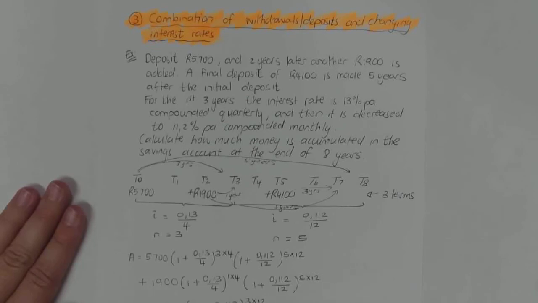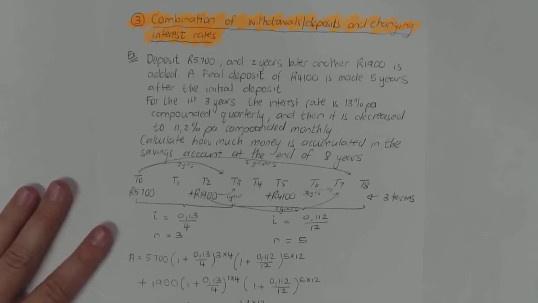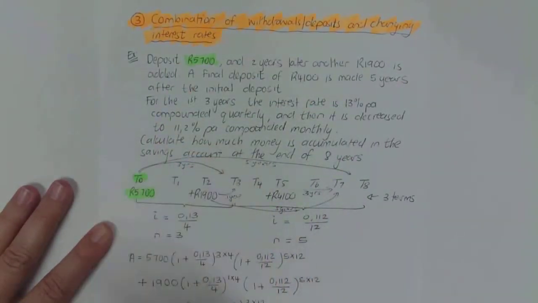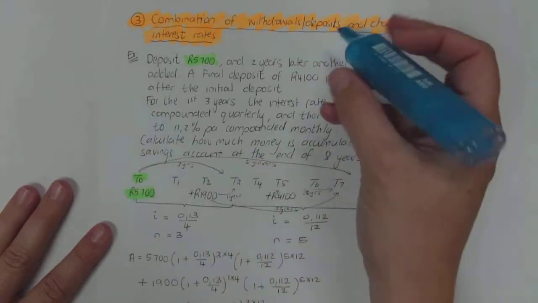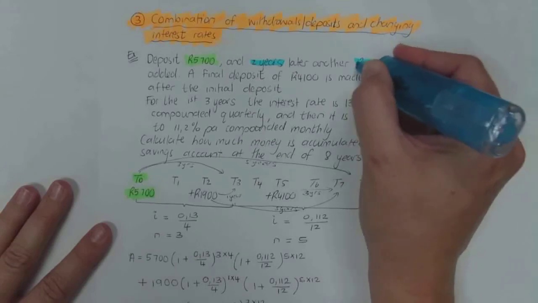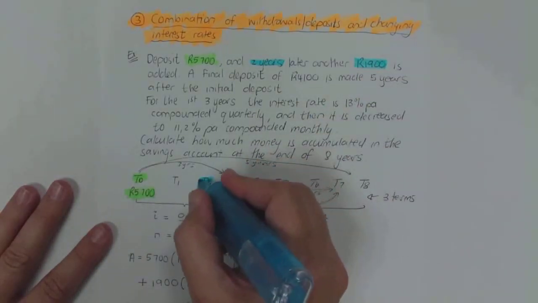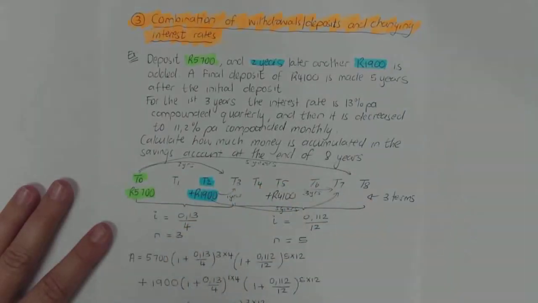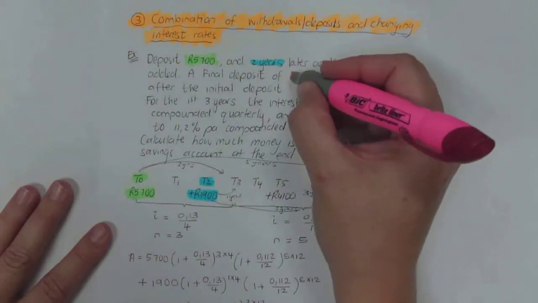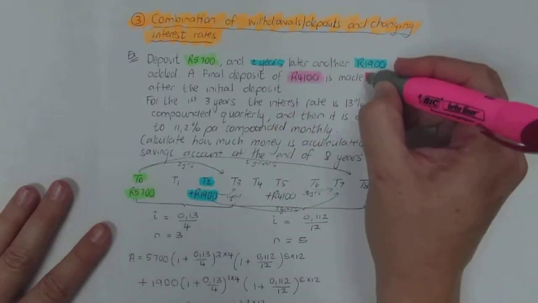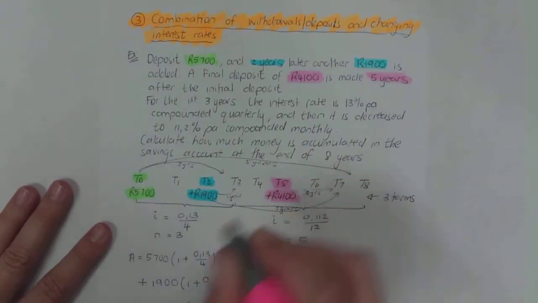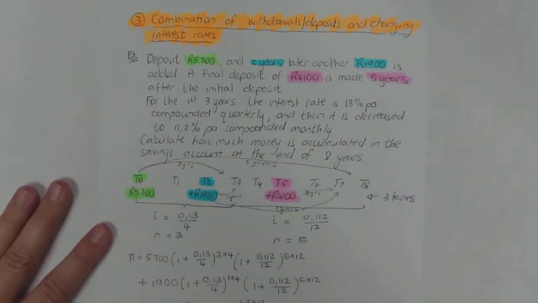So if I have a combination sum and they say to me deposit 5,700 Rand, that means my T0 is 5,700. 2 years later, another 1,900 Rand. So at T2, I'm going to add 1,900 Rand. A final deposit of 4,100 Rand is made 5 years after. So at T5, I have plus 4,100.